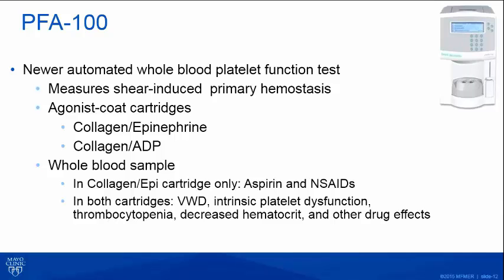So when you see prolongation of the closure time in both cartridges, the possibilities include moderate to severe von Willebrand disease, intrinsic platelet dysfunction, moderate to severe thrombocytopenia, decreased hematocrit, and some drug effects such as a 2B3A blocker in the patient. However, if the patient is on aspirin or NSAID, usually you only see prolongation in the epi cartridge because ADP is a stronger agonist.